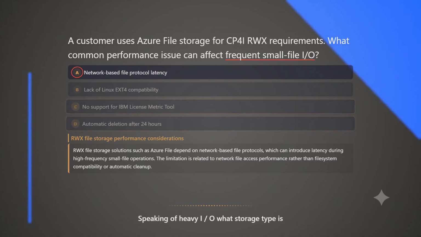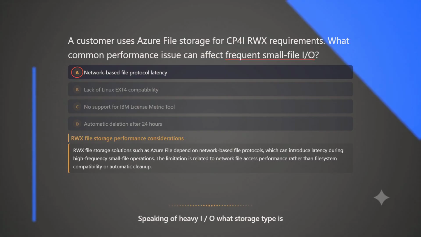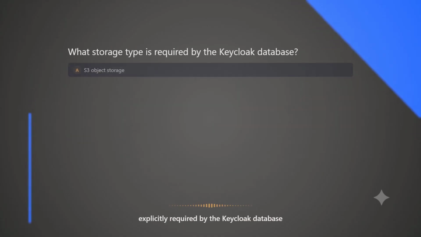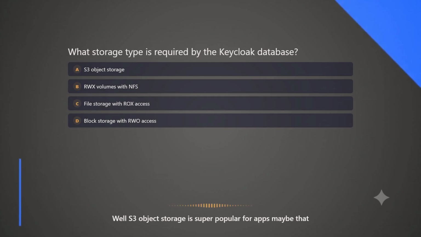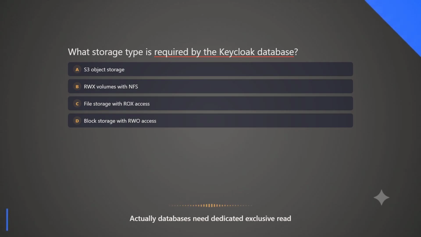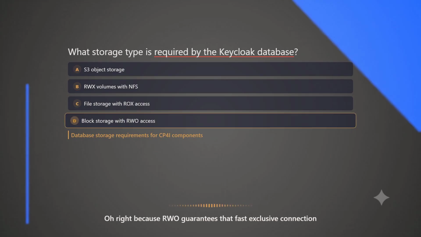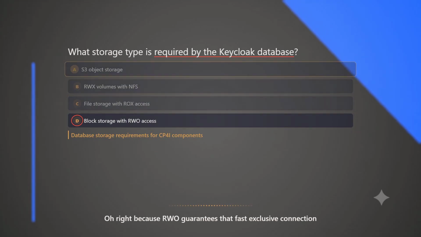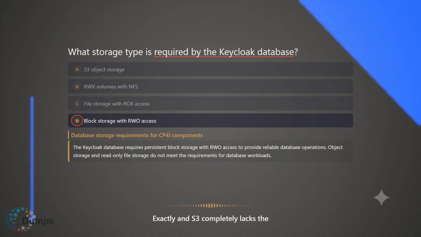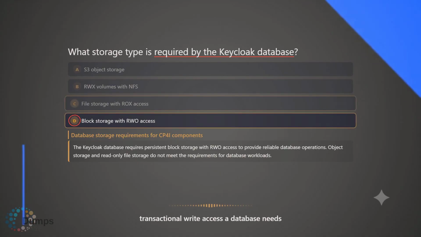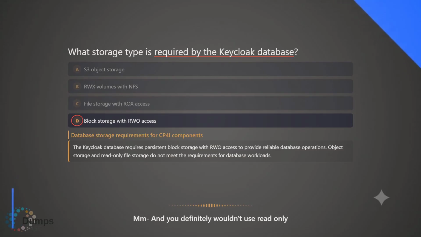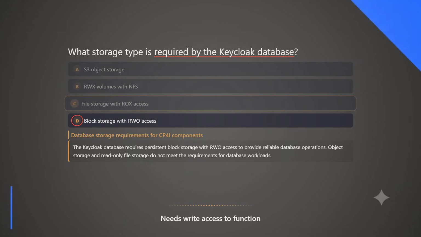That makes perfect sense. Speaking of heavy I/O, what storage type is explicitly required by the Keycloak database? Well, S3 object storage is super popular for apps, maybe that. Actually, databases need dedicated exclusive read and write capability, so it requires option D, block storage with RWO access. Oh, right, because RWO guarantees that fast exclusive connection. Exactly, and S3 completely lacks the transactional write access a database needs. And you definitely wouldn't use read-only many, or ROX, because a database fundamentally needs write access to function.